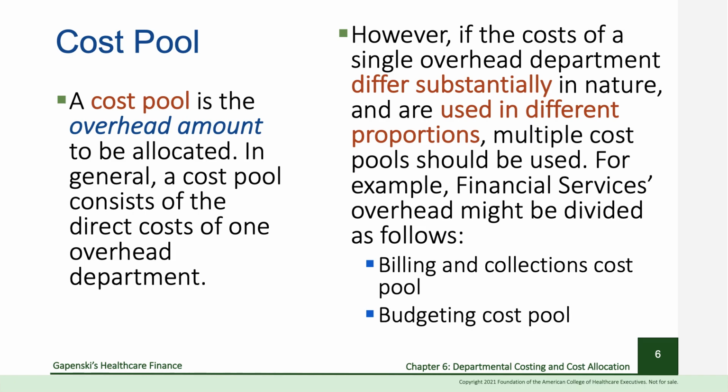So a cost pool is the overhead amount to be allocated. In general, a cost pool consists of the direct costs of one overhead department. However, if the cost of a single overhead department substantially differs, and it is used in different proportions, then multiple cost pools should be used. For example, financial services overhead can be divided into billings and budgeting cost pool.